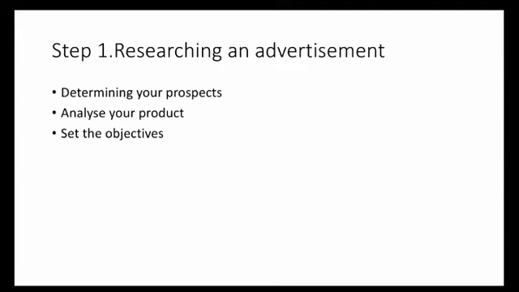That means researching, first of all, determine the prospects. Secondly, analyze your product. And thirdly, set your objectives. Okay. So, researching an advertisement includes determining the prospects, analyzing your product and finally setting your objectives. Then let us explain determining your prospects.